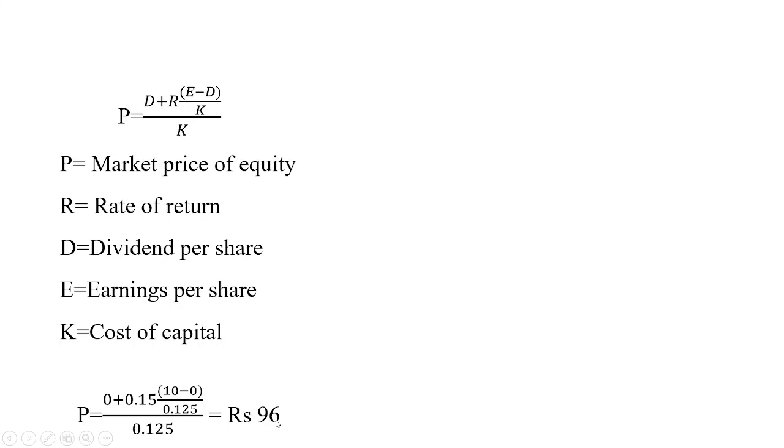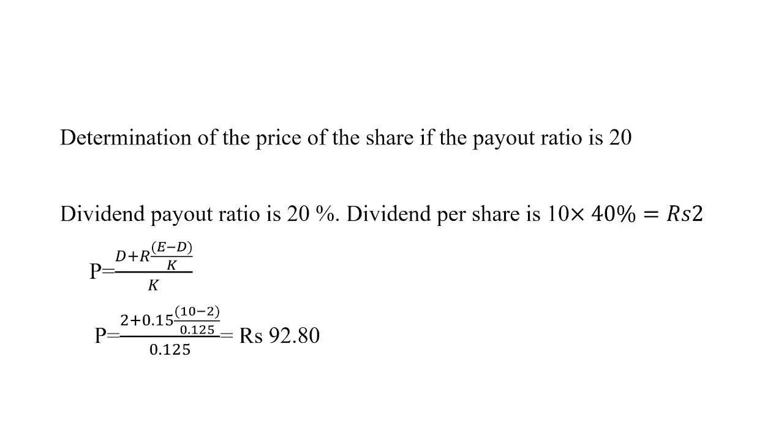So, at the optimum payout ratio, that is in case of a growth firm, the optimum payout ratio is 0. At the optimum payout ratio, the market price of the share is rupees 96. Now, we have to find out the share price if the payout ratio is 20%. When the dividend payout ratio is 20%, the dividend per share should be 10 into 20%, that is rupees 2.